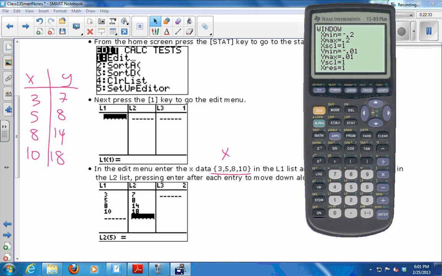What's the smallest X value in my data set? 3. So maybe I'll go a little bit smaller than that. 0, sure. And my biggest X value, 10. So maybe I'll go a little bit bigger than that. I'll go 12. And then my smallest Y is 7. Maybe I'll start at 0 again. And my biggest Y is 18, so I'll go to 20. Nice round number. So you just go a little bit smaller than the smallest and a little bit bigger than the biggest. And then you just press graph. And your 4 points are plotted.